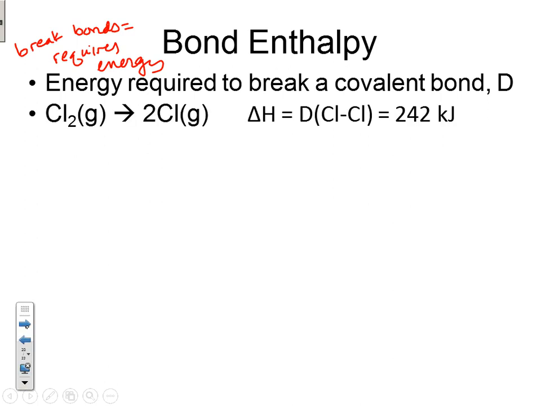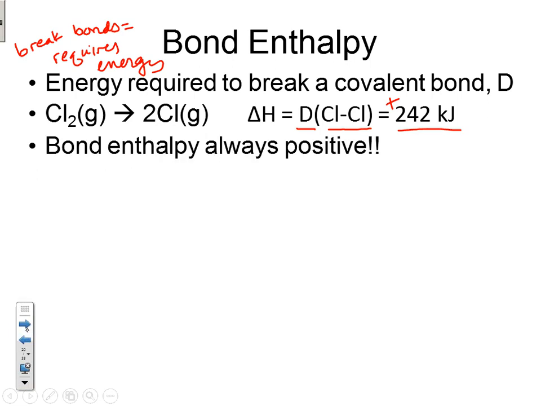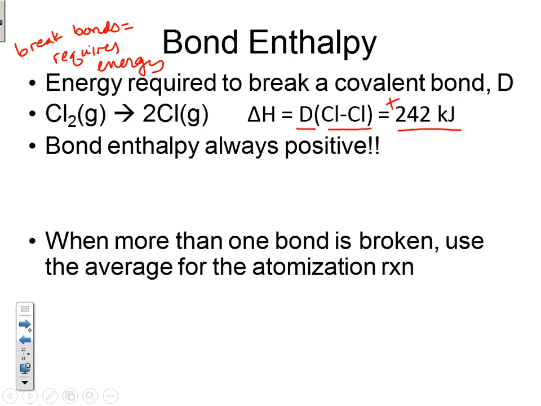So for example, Cl2 gas going to 2Cl, you are breaking a bond here. And so the bond enthalpy of, you'll notice there's that D, of breaking that chlorine to chlorine covalent bond, that's 242 kilojoules. Notice that it is in fact positive, indicating that you have to put in that much energy to actually break that bond. Made that point.